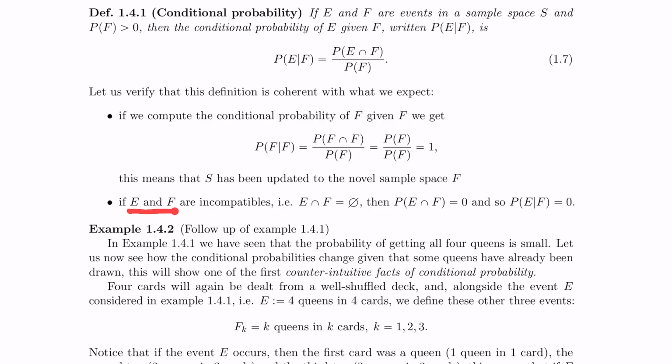Moreover, if E and F are incompatible, that is, their intersection is the empty set, then the probability of E intersected with F is equal to the probability of the empty set, which is 0. This implies that the conditional probability of E given F in this case is 0.